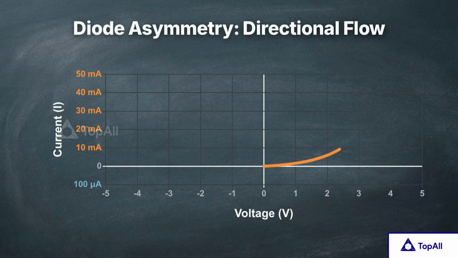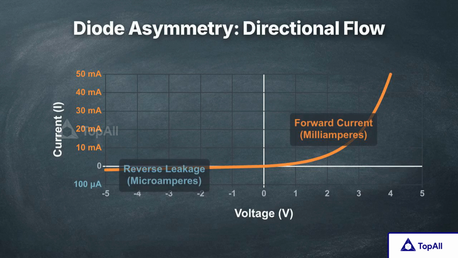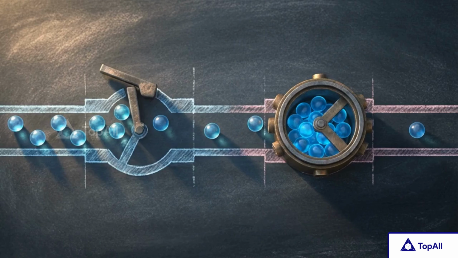On the positive x-axis, the current spikes upward. On the negative x-axis, it stays flat. The scales confirm the asymmetry. Forward current is in milliamperes, while reverse current is restricted to microamperes. The diode operates as a one-way electrical valve, allowing charge to pass through from one side while building a barrier on the other.